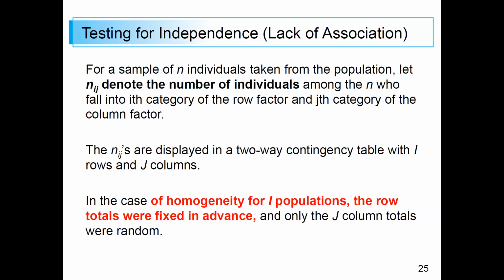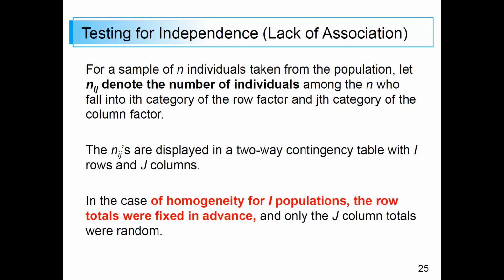But the difference is that in the previous case, for each row, we first predetermine the number of individuals that we're going to select out of that row. Each row represents a population, and we determine a fixed number of them to select out of that population, like N1 dot, that's a fixed predetermined value. Similarly, N2 dot is a predetermined value, the number of individuals we are going to sample from the second population. So in the test of homogeneity situation, the total count in each row was fixed.